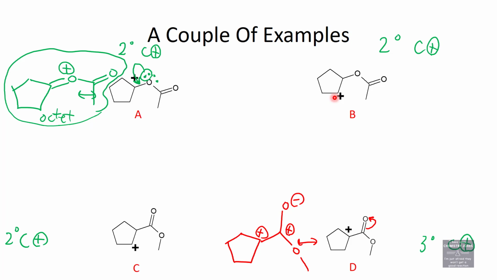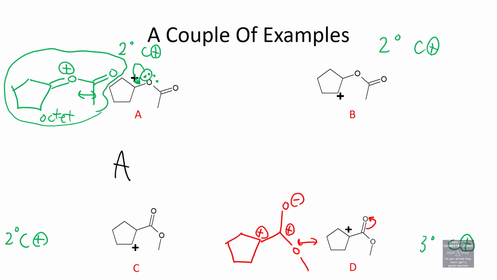In B and C, who experiences more induction, a stronger inductive effect? Which carbocation is closer to electronegative stuff? B. The oxygen is like 2 bonds away in B. The oxygens are like 3 bonds away in C. Induction, remember, has to operate through sigma bonds, so you're really counting how many sigma bonds are between the carbocation and the electronegative atoms. There are more bonds between the carbocation and electronegative atoms in C than there are in B.